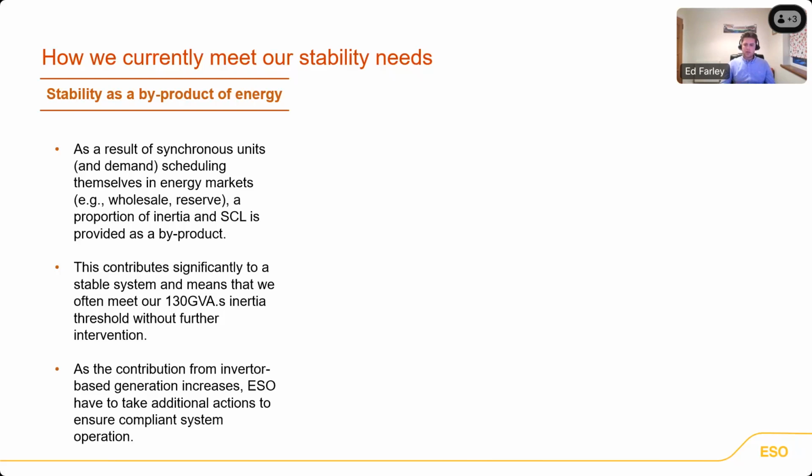As I mentioned earlier on, in the past, this contribution has been significantly greater than it has been today, albeit we still see a significant proportion of units self-dispatching and providing some inertia to the grid. And so, for example, on some days, there may not be a requirement for ESO to intervene currently. However, as we know with the longer term trend and how the power system is changing, more and more occasions are coming about where we have to intervene and increase inertia above what's currently the 130 GVA second threshold.